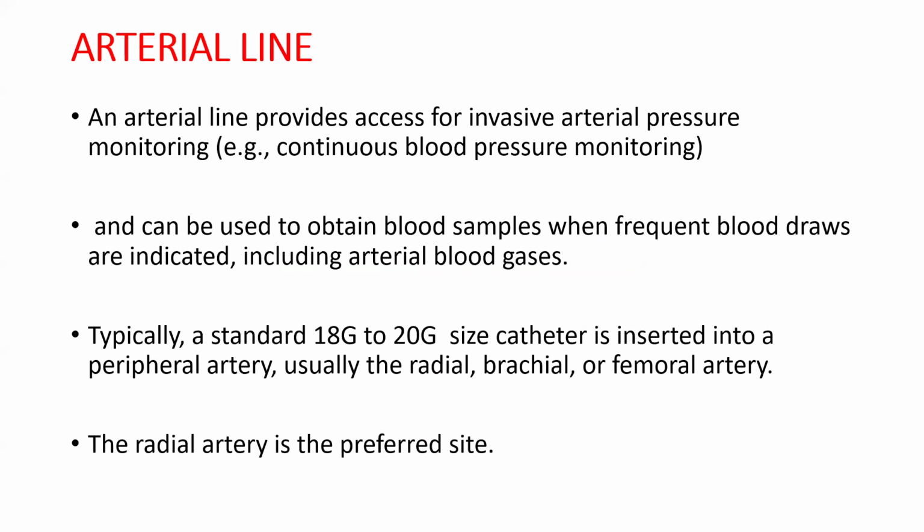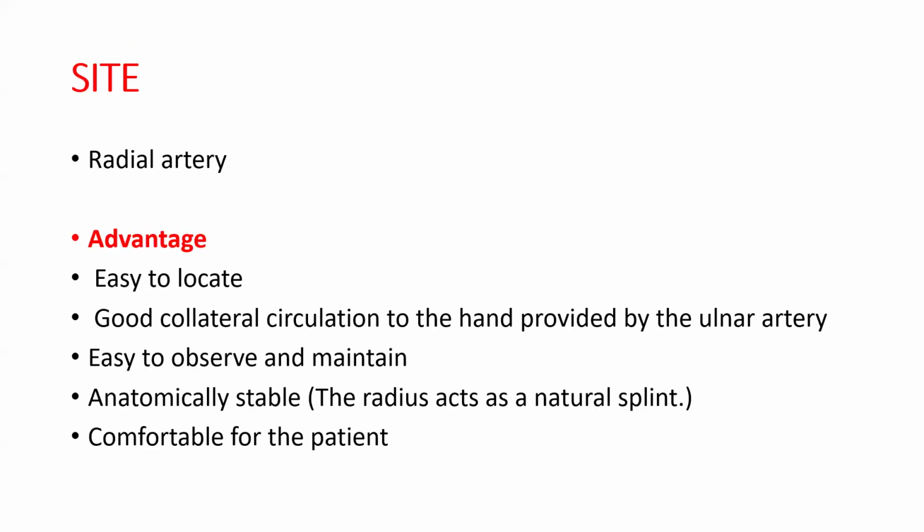So typically a standard 18 gauge or 20 gauge catheter is inserted into a peripheral artery, usually the radial artery, brachial artery or femoral artery. So the preferred site is the radial artery. The advantage of this radial site is it is easy to locate. It has good collateral circulation to the hand provided by the ulnar artery. It is easy to observe and maintain, and it is anatomically stable and comfortable to the patient.